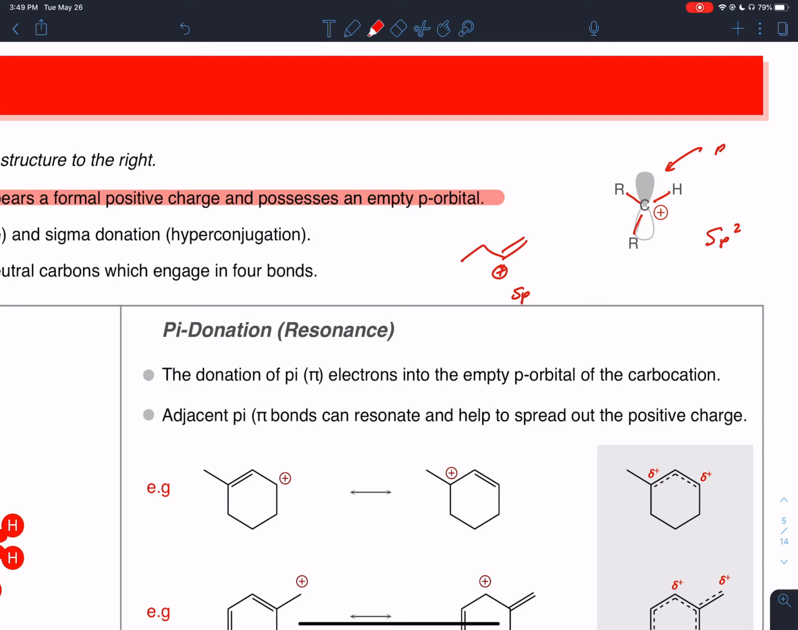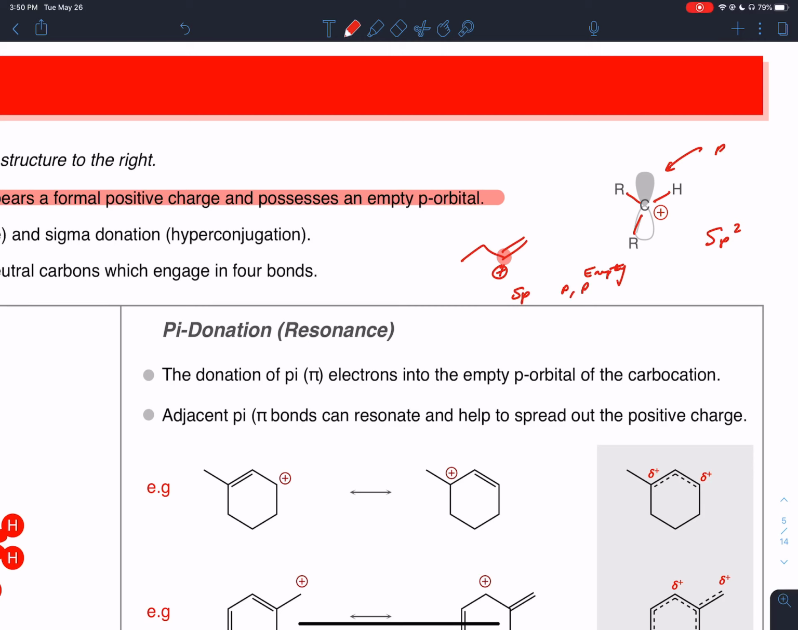An example of a carbocation that is not sp2 but rather sp hybridized is a vinyl carbocation, or we could say there's this positive charge on a carbon that is already pi bonded. This carbon will be sp hybridized. Why? Well, it has one p orbital to engage in the pi bond with the adjacent carbon, and then it has an empty p orbital by virtue of there being this positive formal charge on the carbon.